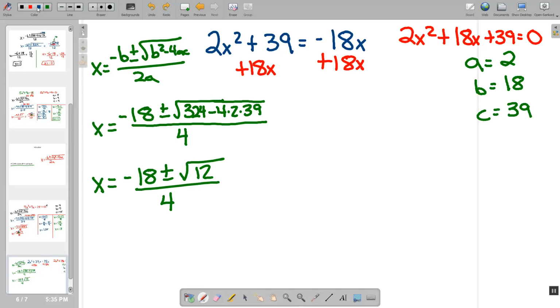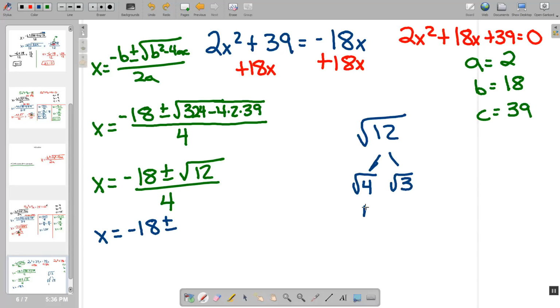The problem is, unlike before, the square root of 12 is not a rational number. It's an irrational number. So knowing what we learned from sections P2 and P3, we need to simplify this radical as much as possible. So I'm going to get x is equal to negative 18 plus or minus. Now 12 can be split up into the square root of 4 and the square root of 3. The square root of 4 is equal to regular 2. Square root of 3 stays, all over 4.